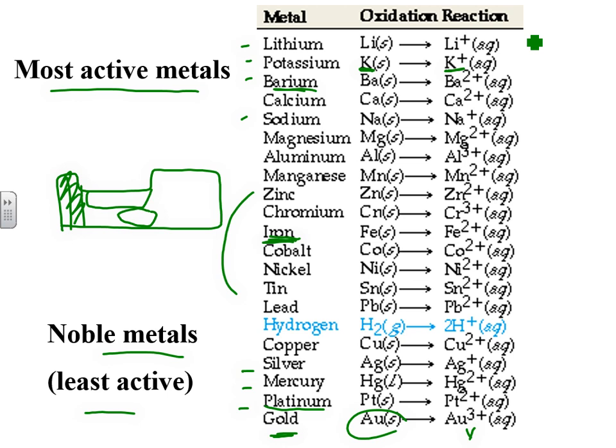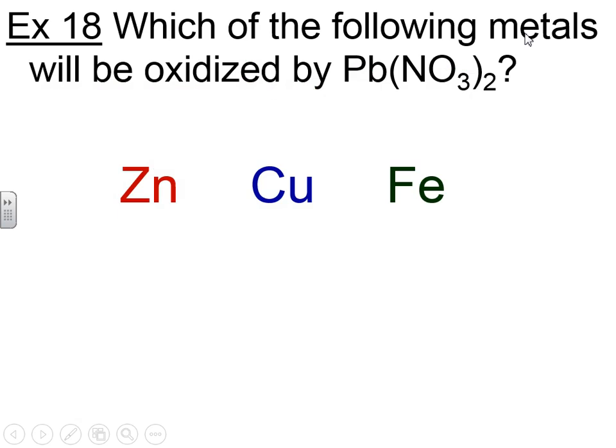Okay? So we can ask a question like this. Which of the following metals will be oxidized by lead nitrate? When lead nitrate reacts with any of these three, the one that's higher on the activity series will essentially replace the lead. So the activity series asks, can zinc replace lead? If zinc is higher up on the activity series, and since zinc is up here and lead is down here, that is the case, zinc will be able to replace lead.